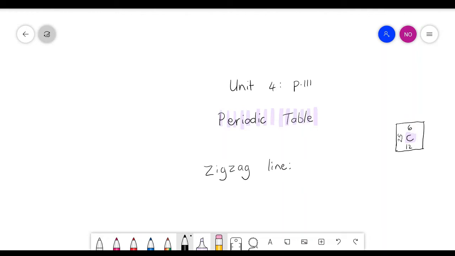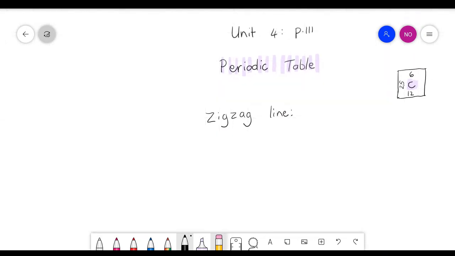Okay, good. Then the next one that you have to look at is just below that, the valence electrons. In grade 11, we're going to spend a lot more time on your valence electrons.